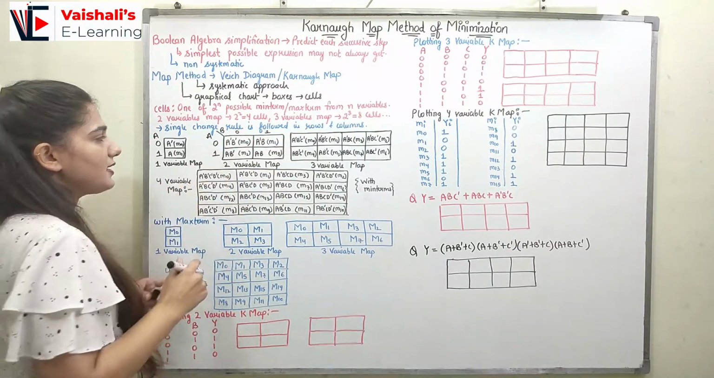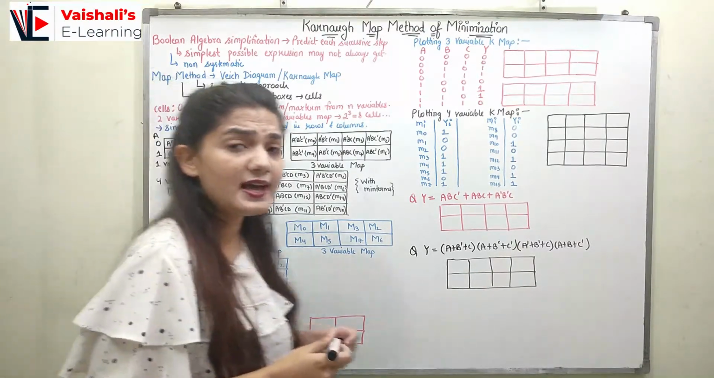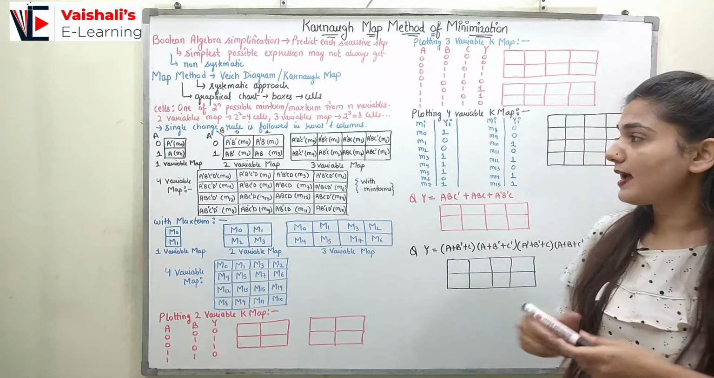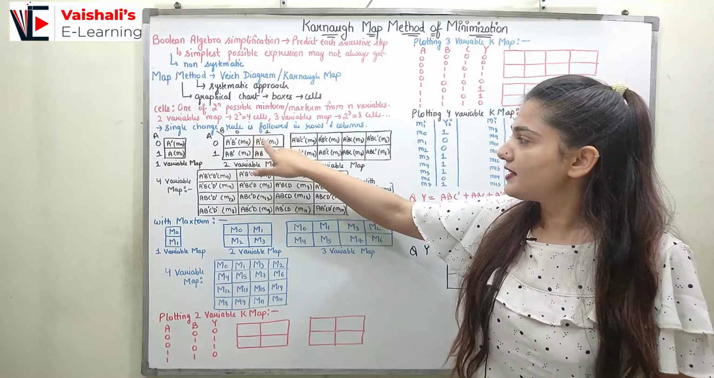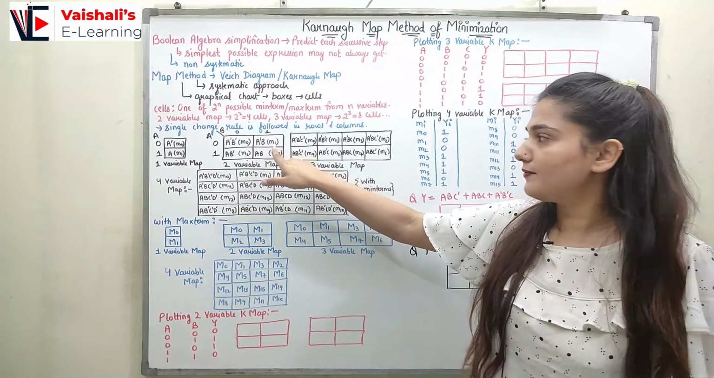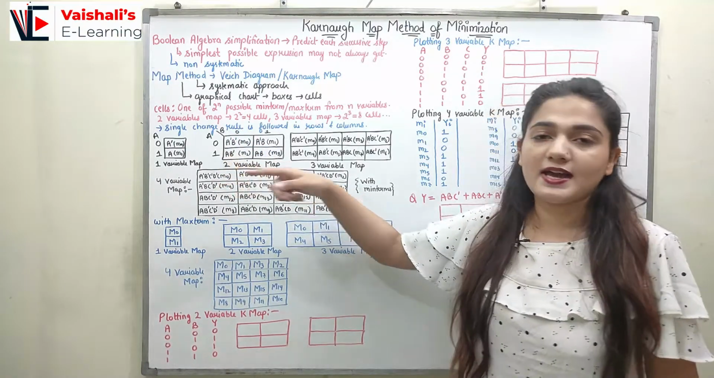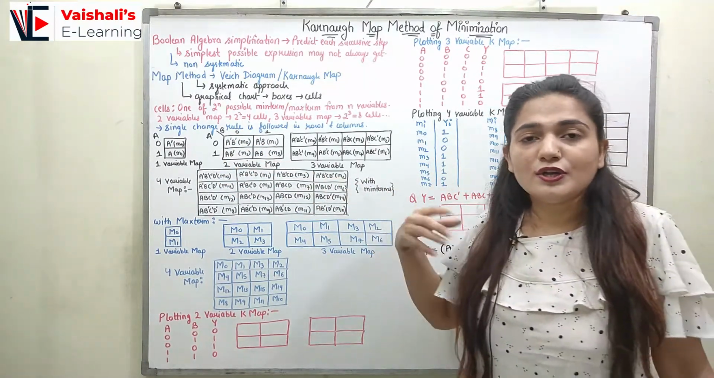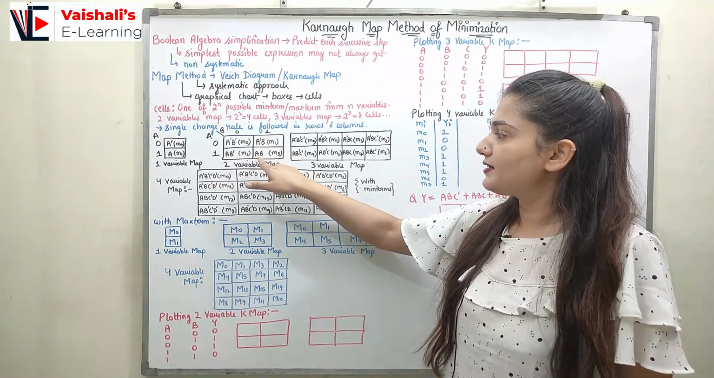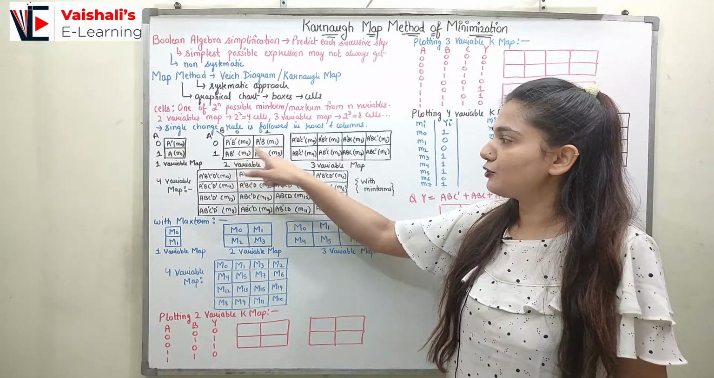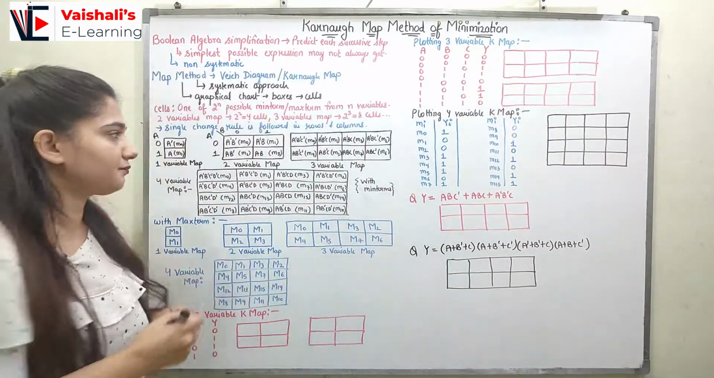Now here you can see when A and B both are 0, A is 0, B is 0, it is represented as A dash, B dash, which is my minterm 0. When A is 0, B is 1, it is representing my A dash B, which is my minterm 1. When A is 1, B is 0, it is represented as A, B dash. So whenever we have 0, it is represented by dash, right? Now when A and B both are 1, it is represented as AB. This was my minterm 2. This is my minterm 3. Right? Coming to the 3 variable map.